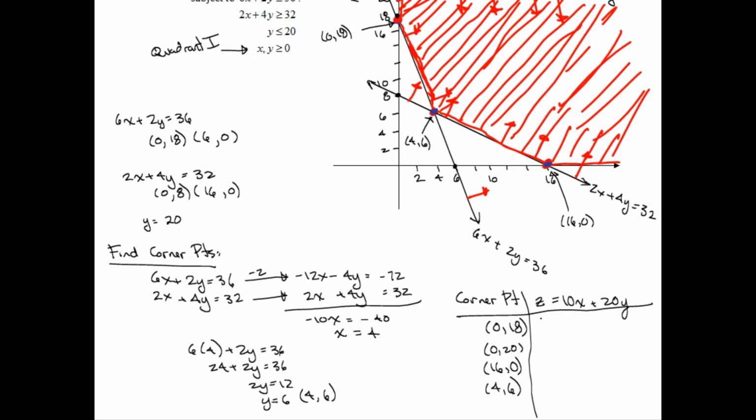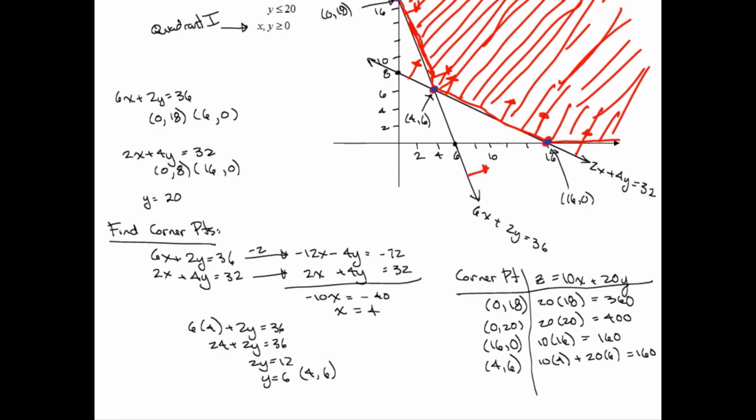So when I calculate these, here I get 20 times 18, which is 360. 20 times 20, because remember my x is 0, this gives me 400. Here I will get 10 times 16, which is 160. Here I get 10 times 4 plus 20 times 6, so that's 40 plus 120, which is 160. So notice something here. We have a tie.